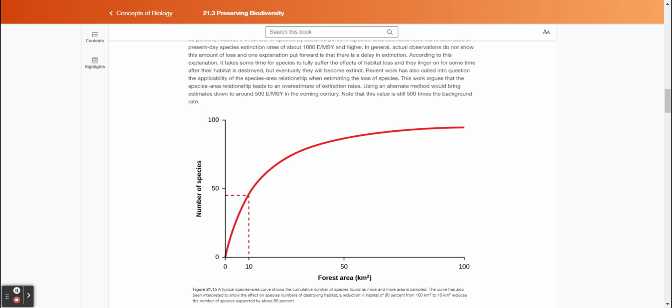Recent work has also called into question the applicability of the species-area relationship when estimating the loss of species. This work argues that the species-area relationship leads to an overestimate of extinction rates. Using an alternate method would bring estimates down to around 500 extinctions per million species years in the coming century. Note that this value is still 500 times the background rate.